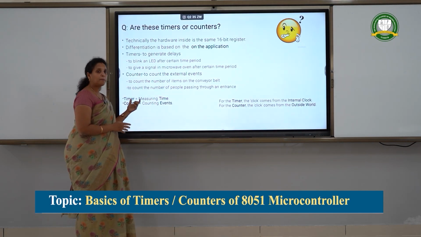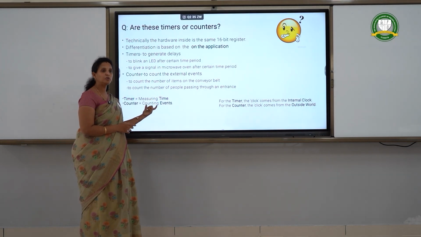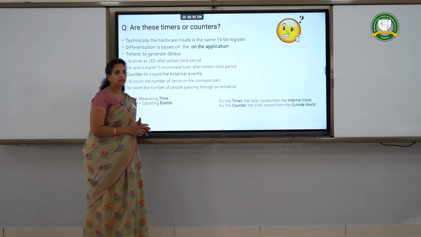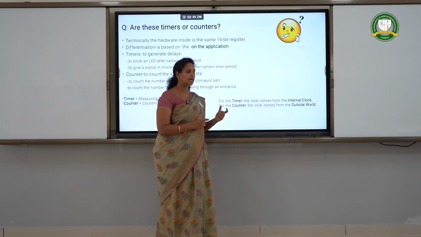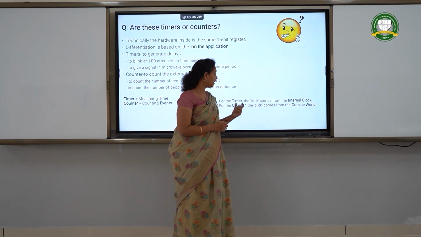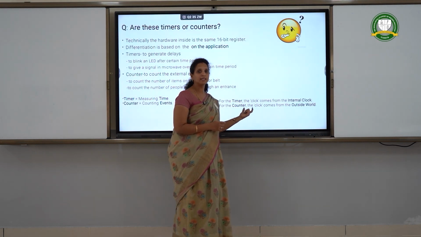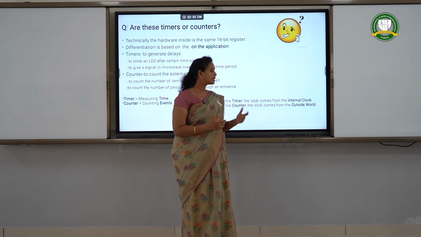Summarizing, timers are basically used to measure time. Counters are basically used to count events. Specifically speaking, if the registers are used as a timer, the clock comes from the internal clock. If they are used as a counter, the clock comes from the outside world. What is this clock?